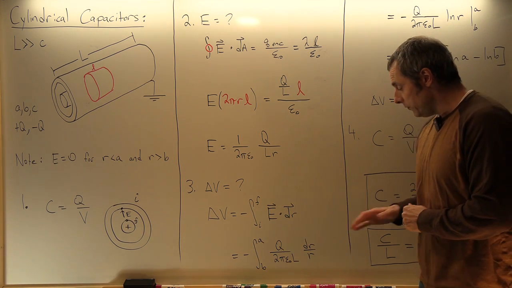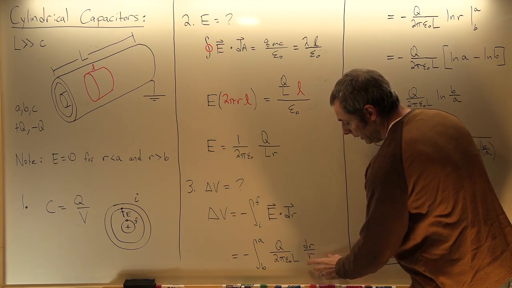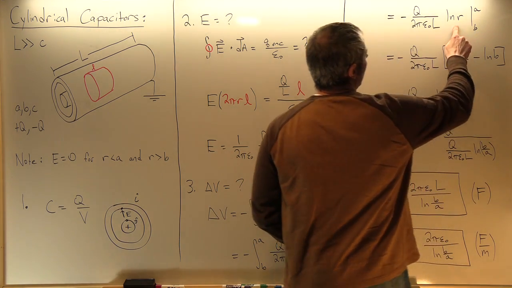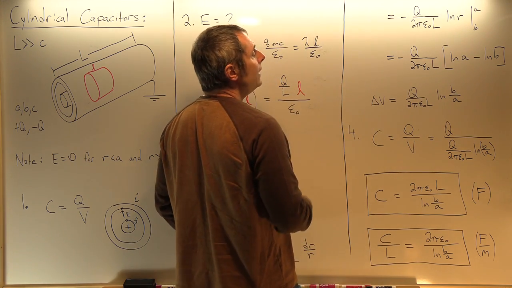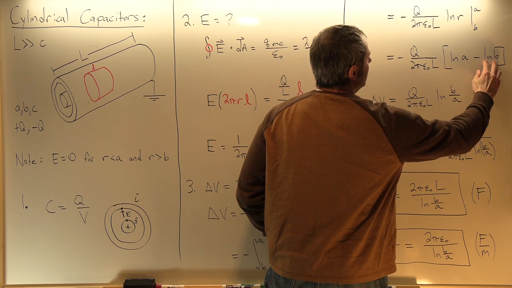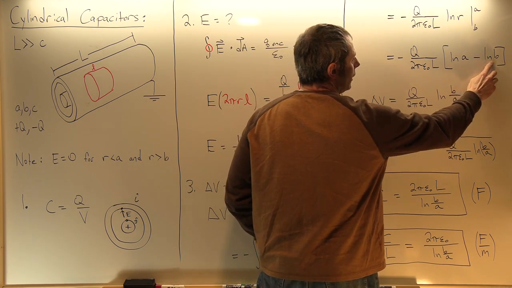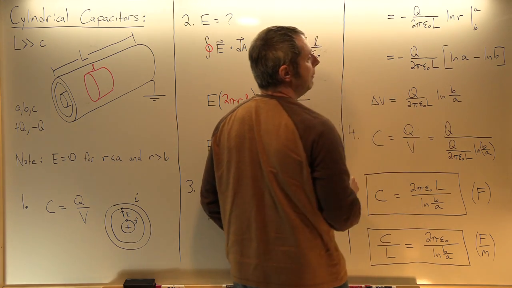Okay, moving on. Now we're going to evaluate this integral. Constants can move out, and dr over r integrates to natural log for the limits from B to A. I plug in my limits, log of A minus log of B. Now this minus sign will distribute through to make this log of B positive and this log of A minus.